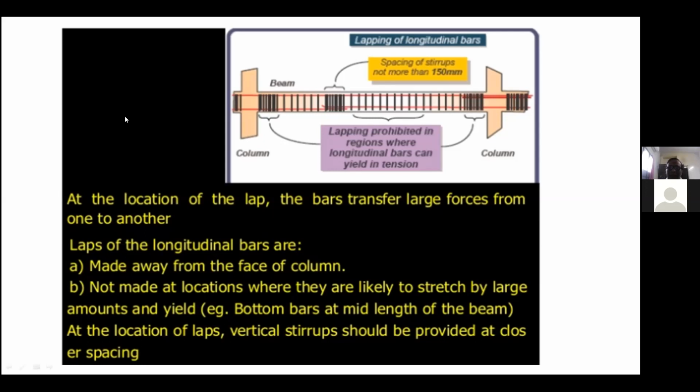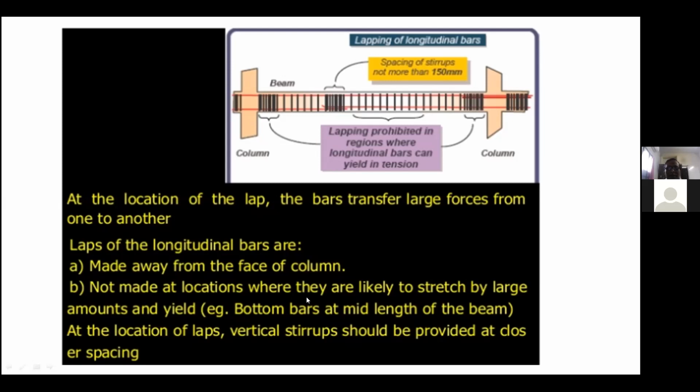Suppose you take the beam: in the midspan, the bending moment is maximum, whereas in the support region, the negative bending moment is maximum. So you have to avoid these regions, and the remaining area you should lap. The lapping of the longitudinal bar should be made away from the face of the column. So you should not lap it adjacent to the column. Keep it slightly away from the column. That region is given.